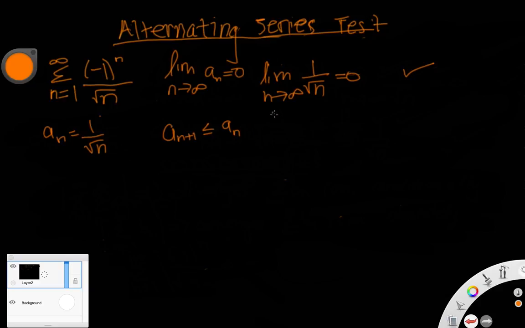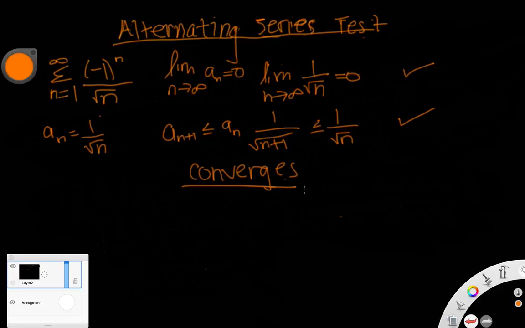So to prove it, we're going to do 1 over radical n plus 1. So we just plugged in n plus 1 for n, is less than or equal to 1 over radical n. And we have to prove this. And this makes sense, and it can be proved because n plus 1 is always going to be greater than n. So the denominator of this one is always going to be larger than the denominator of this one. And because of that, this fraction is always going to be smaller than this fraction because the numerators are the same. And therefore, we have proven that the n plus 1 term is less than or equal to the nth term always. So we've proven both of the two requirements, so we can say that this series converges.